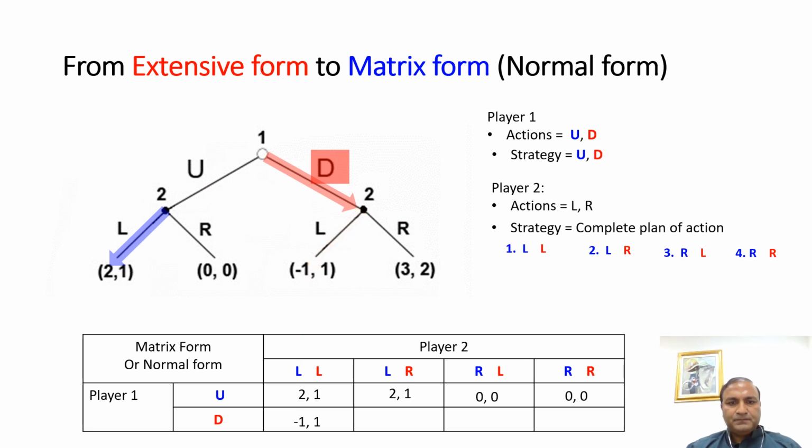The next one, D, and then player 2 is choosing now L, R. And again, if you follow the path, you see the payoff is equal to 3, 2. The next one is D, and then R, L, R, L. And the payoff is -1 and 1. And the last one is R, R. So again, if you follow the path, you will see the payoff is 3, 2. Okay. So this is how we transform an extensive form game into matrix form. Okay. I hope you understand.